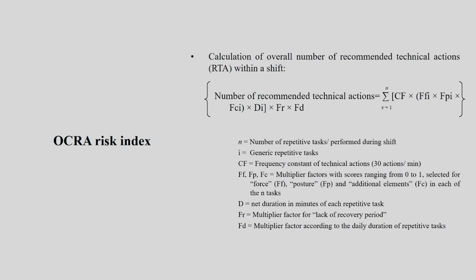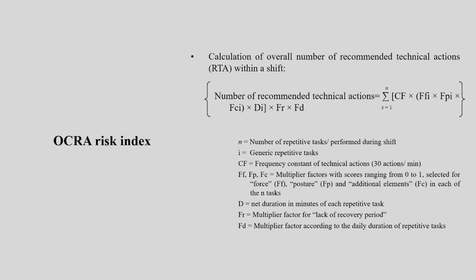So, what we are getting? We are getting RTA, the recommended technical actions. The calculation of this variable we do using this formula. It says the number of technical actions which is required to be performed in a particular shift is equal to the summation of CF multiplied by FFI, FFPI, FCI multiplied by DI, FR and FD.